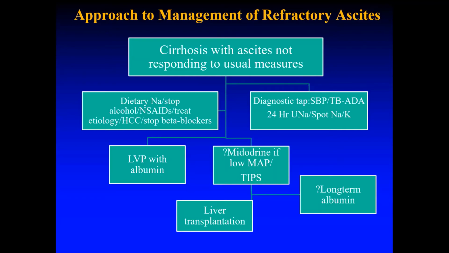And if these are not responding to midodrine, then these are the candidates in which you can give a trial of the TIPS. And especially if these are not Child C and there's no background history of the encephalopathy, then you can give a trial of TIPS. That also works very well. And if nothing is possible, then these patients require a liver transplantation.